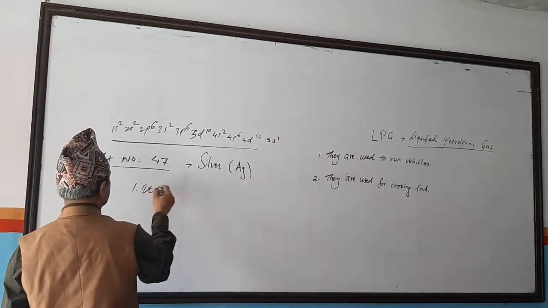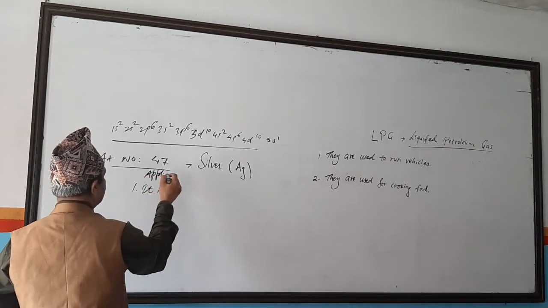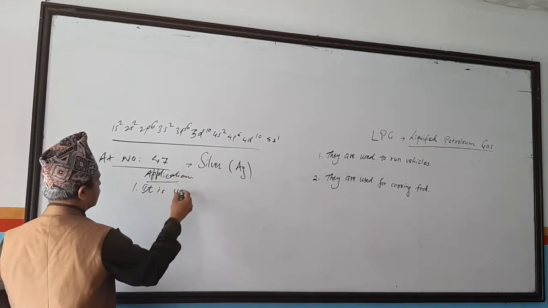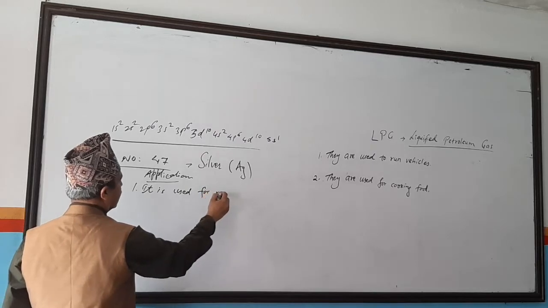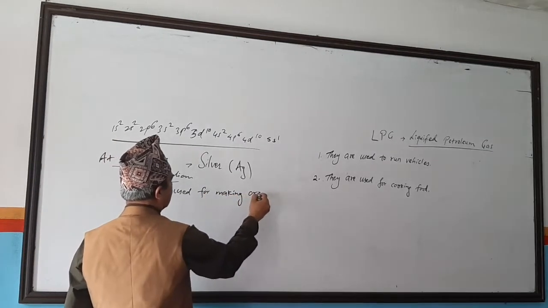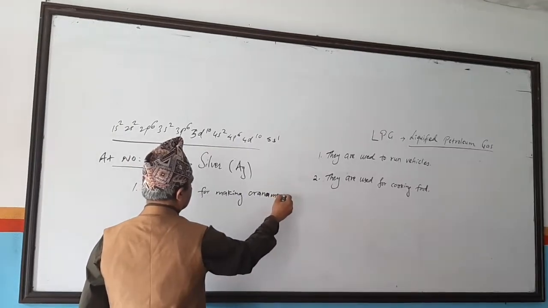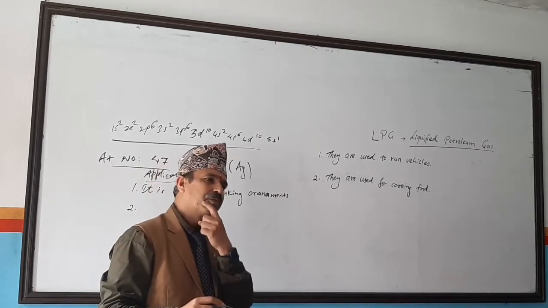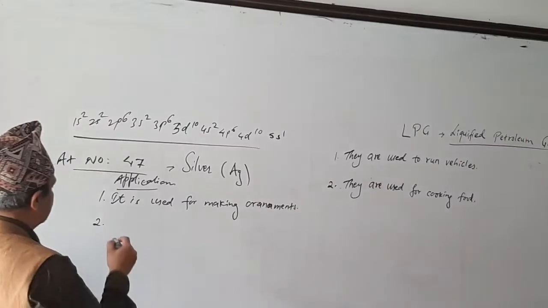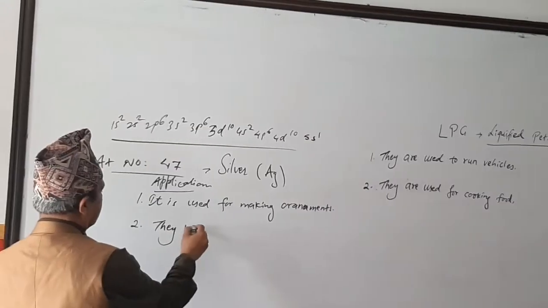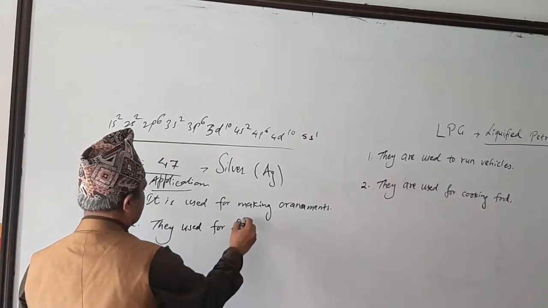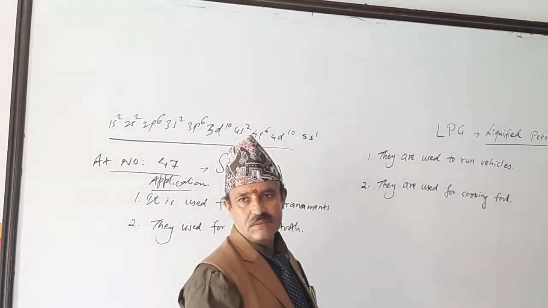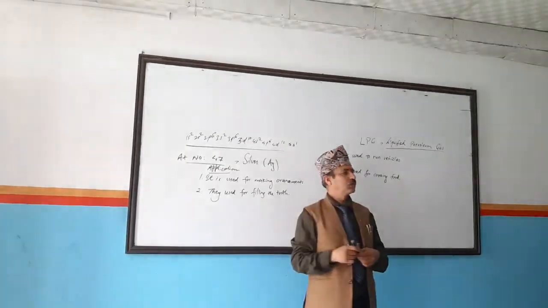Now two applications means where is silver used? Number one, applications: it is used for making ornaments. Yes, silver ornaments. And for filling teeth, they use silver. They use it for filling the teeth. In that way you have to write it. Clear? Now it's done.